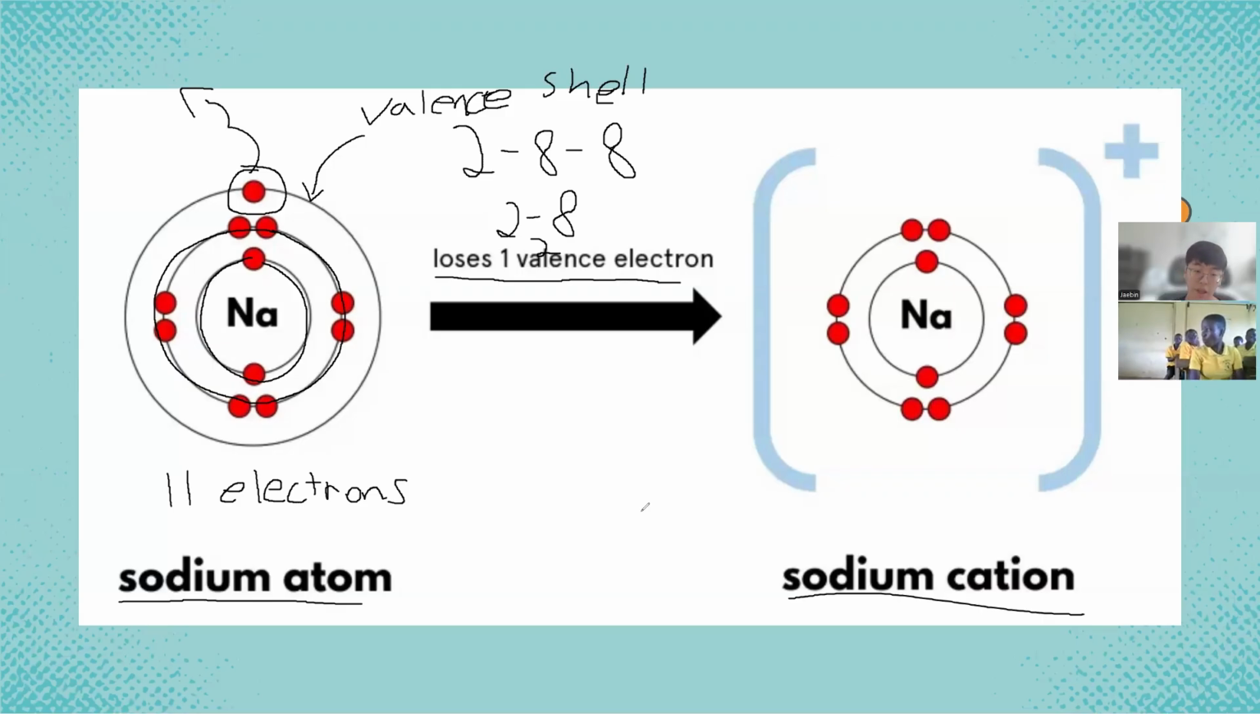And what is an ion that loses an electron? It is a cation, and it becomes positive. The charge becomes positive by forming a cation.